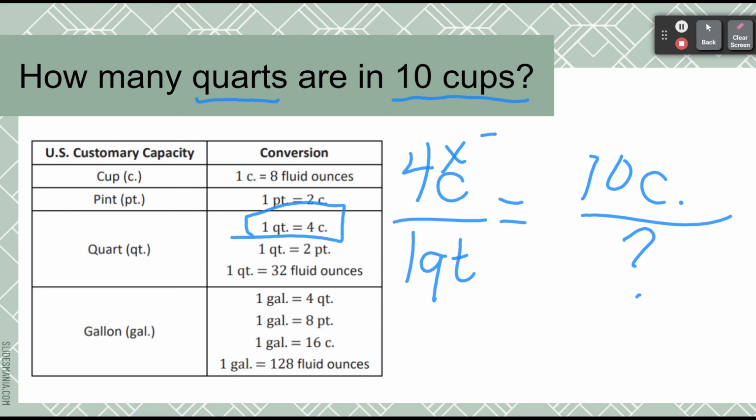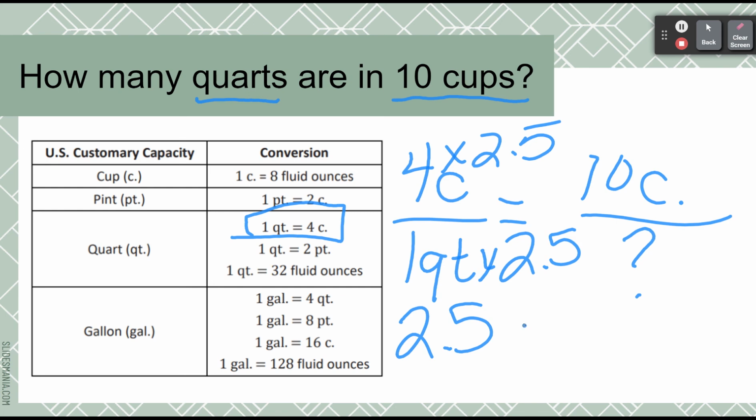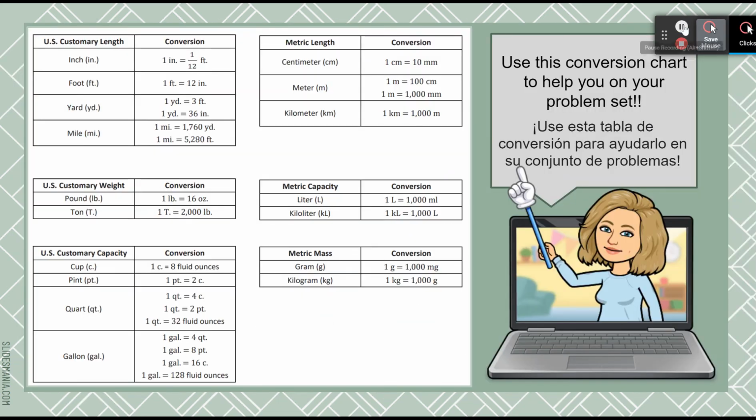So 2.5 is what I want to multiply by. 4 times 2.5 is 10. So here we're going to do the same. 4 times 2.5, or 1 times 2.5, which means the answer is there are 2.5 quarts in 10 cups. You are going to use this conversion table to complete your problem set.